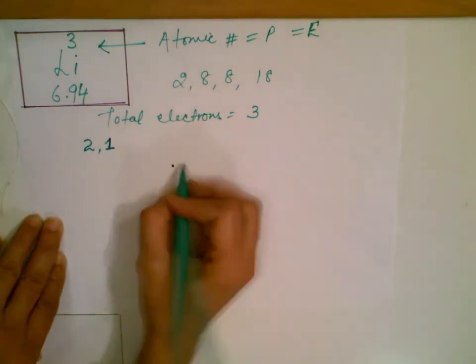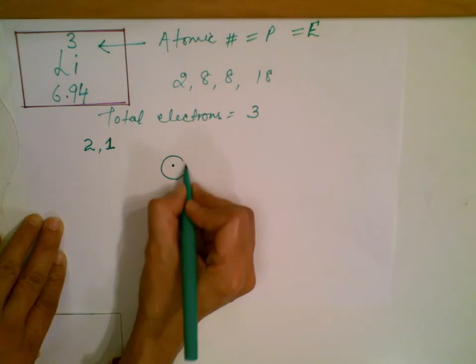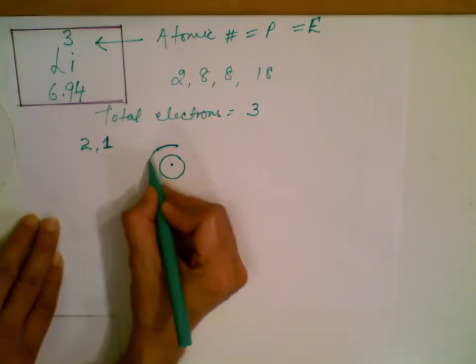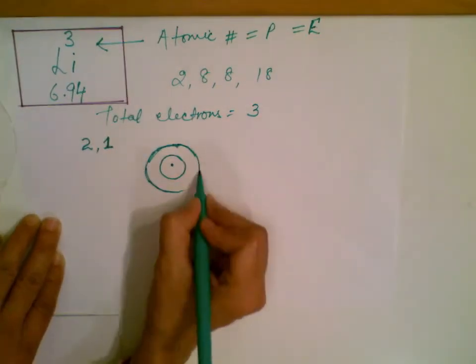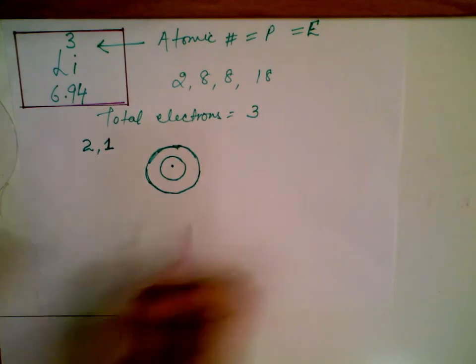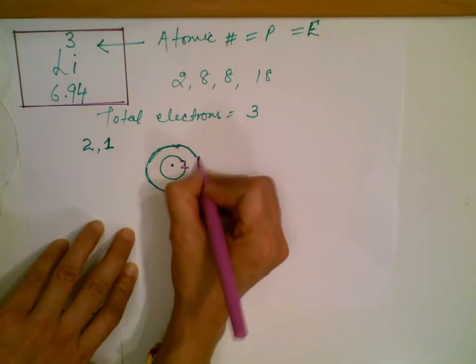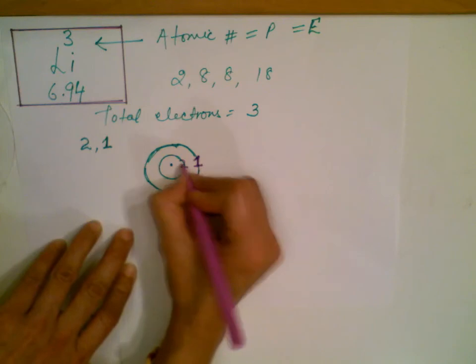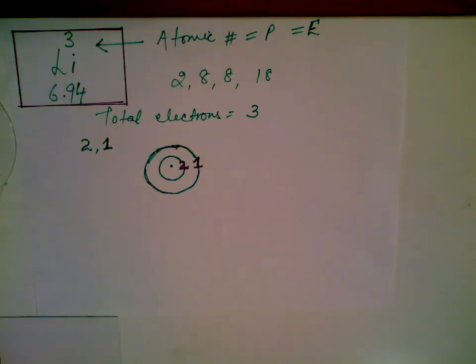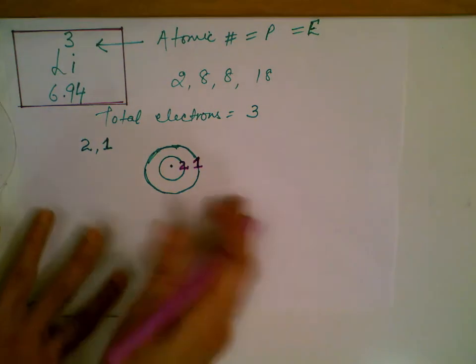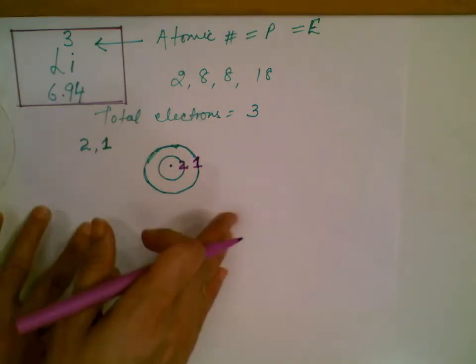So let's draw the Bohr model. 2, and then we need another shell for that 1 electron. So 2 and 1. All right. Okay. So this is about the Bohr model.